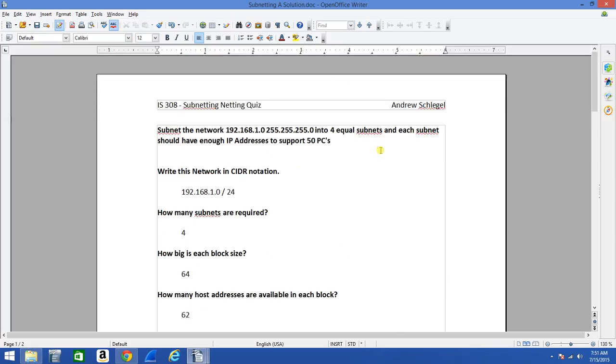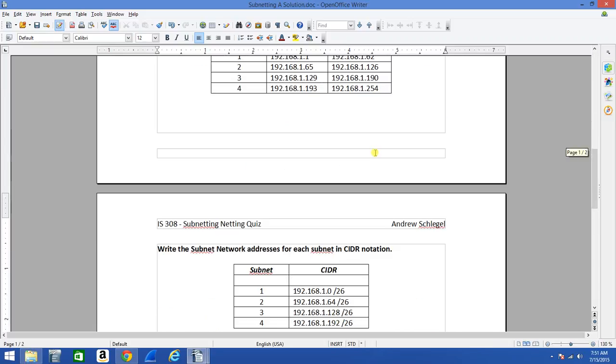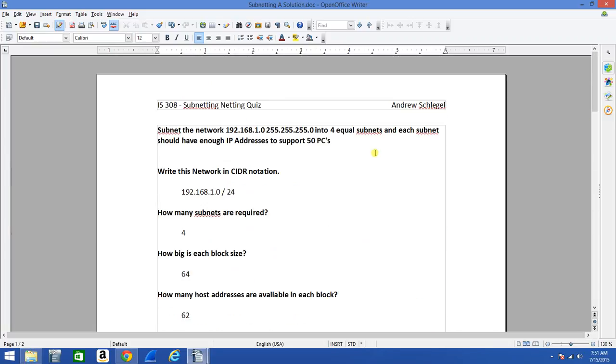All right, so thanks a lot. I hope this helps clear up not only how to subnet, but why we subnet.